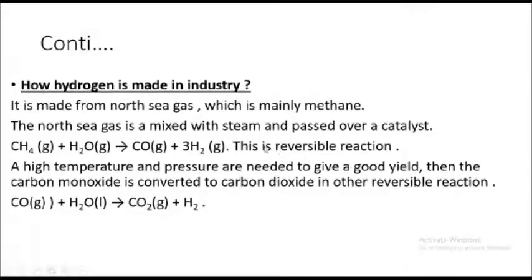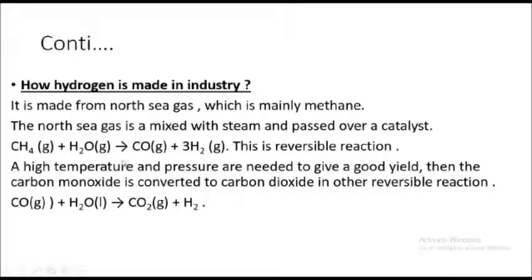When you say it is a reversible reaction, two things will be used. A high temperature and pressure are needed to give a good yield. To produce a good yield of hydrogen, a good amount, yield means amount, enough amount of hydrogen, because the only thing you require is hydrogen. So to have a good yield, you require two things: high temperature and high pressure.